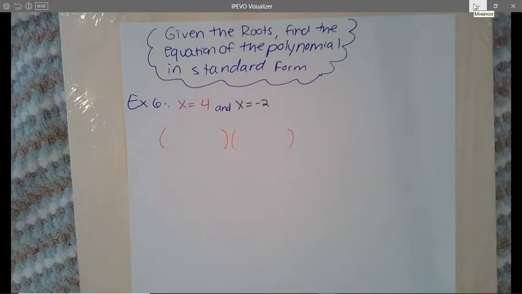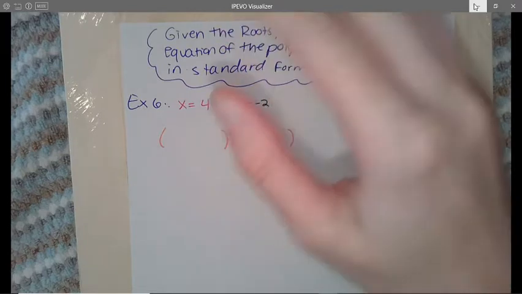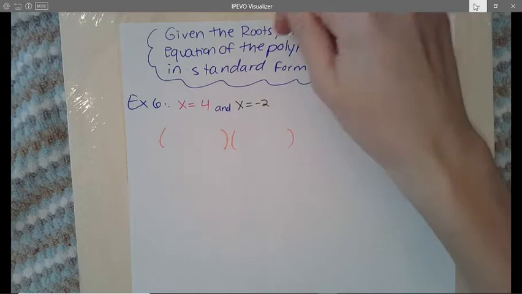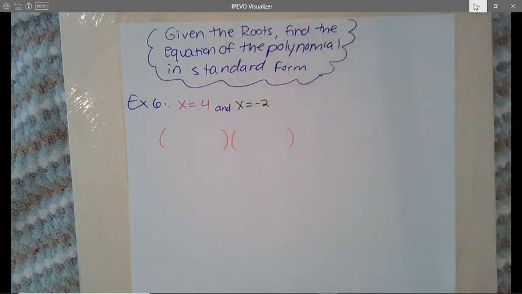Okay, everyone, so example 6. Again, if you understood what I did to solve the problem in example 5, I encourage you to try this on your own. Otherwise, let's get started. So example 6, again, we are working the reverse order that we have been working in up to this point. So I'm going to give you the roots, or zeros, or x-intercepts, or solutions, and we will be finding the equation of the polynomial in standard form.